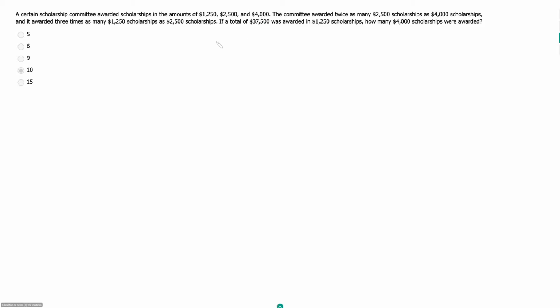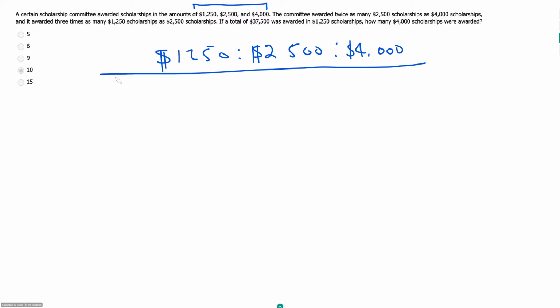So here we have a ratio problem that demonstrates how important labeling is when you are setting up your ratios. Because here, what are our labels? Our labels are the dollar value for each of our scholarships, which is sort of a weird setup, because we're not actually doing anything with these numbers here. We're just using these numbers as if they were labels for different types of scholarships.